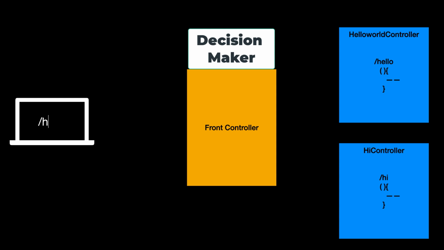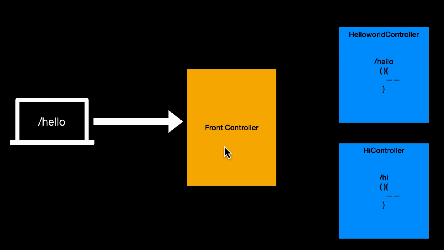For example, if somebody is hitting /hello, then the front controller will first accept that request. That request will not go directly to any of these controllers. Rather, the request first reaches the front controller. And the front controller, being the head of the body, decides whom to send this request to and who can handle it. The front controller knows that the /hello request can be handled by the Hello World controller because it has an endpoint called /hello. So the front controller dispatches this request to the Hello World controller, and the Hello World controller processes this endpoint and gives a response back to the user.